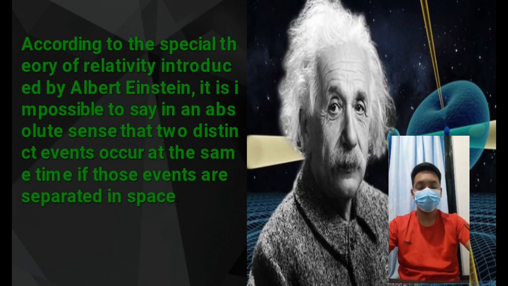According to the special theory of relativity introduced by Albert Einstein, it is impossible to say in an absolute sense that two distant events occur at the same time if those events are separated in space.